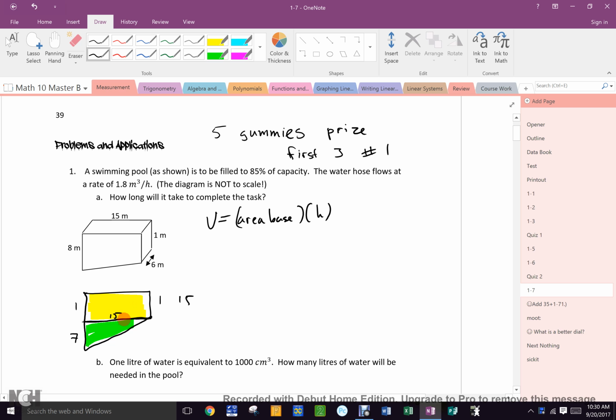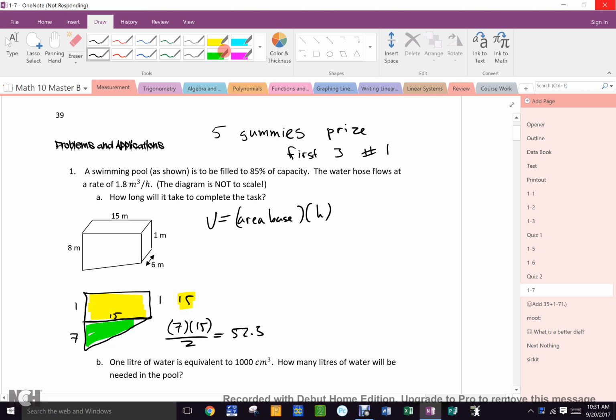Okay, so is everybody cool with where we are now? The yellow part is 15, and the green part is 7 times 15 divided by 2, which is 52.5, yes? Is everybody okay with this concept so far? Now all of you should be figuring it out. It's pretty simple, really, when you think about it, right?